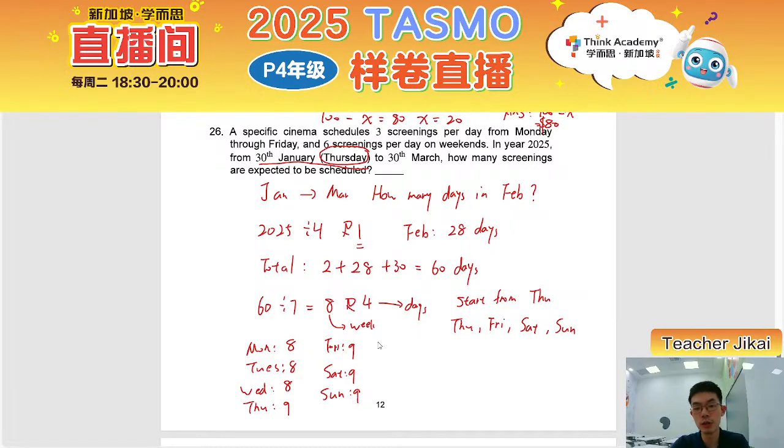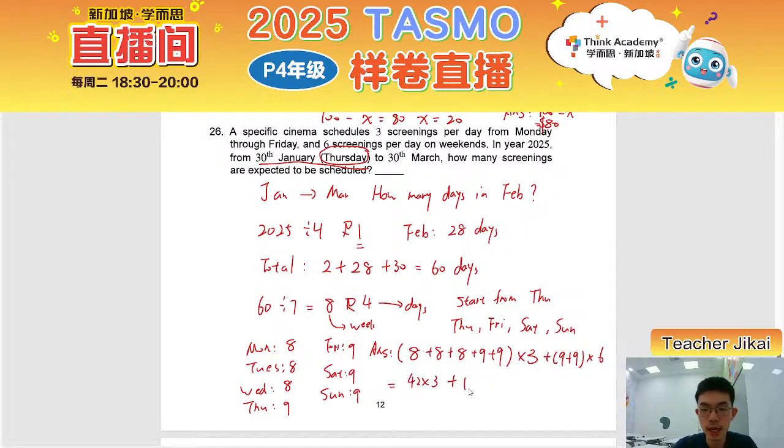The only thing we need to do is calculate how many different screenings there are in total. So you just use the formula. 8 Mondays, 8 Tuesdays, 8 Wednesdays, 9 Thursdays, 9 Fridays. These are the weekdays. Every weekday has 3 screenings. And on the weekend it is 9 Saturdays, 9 Sundays, and each of them has 6 screenings. This is the final answer. It is just 42 times 3 plus 18 times 6.